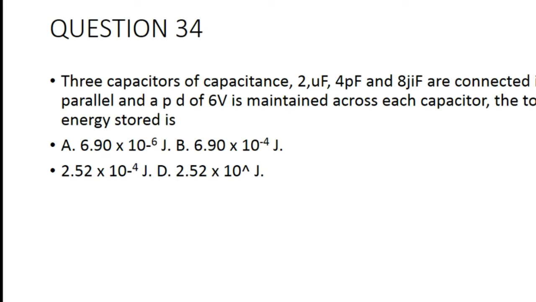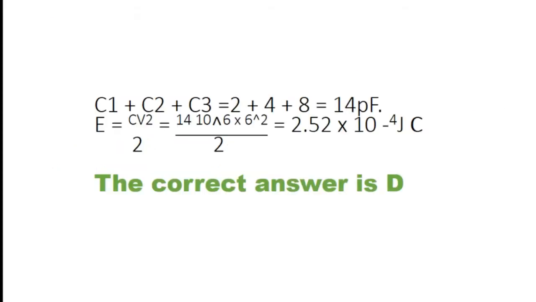Question 34. Three capacitors of capacitance 2, 4, and 8 are connected in parallel, and a potential difference of 6 volts is maintained across each capacitor. The total energy stored is A. 6.90 times 10 raised to power minus 6 joules. B. 6.90 times 10 raised to power minus 4 joules. C. 2.52 times 10 raised to power minus 4 joules. D. 2.52 times 10 raised to power minus 6 joules. The correct option will be our option C.